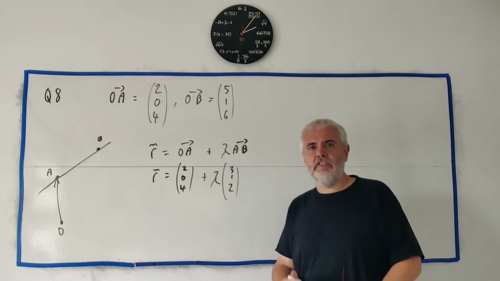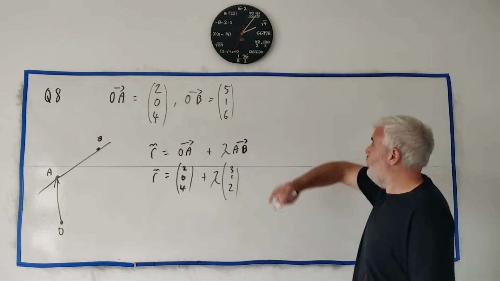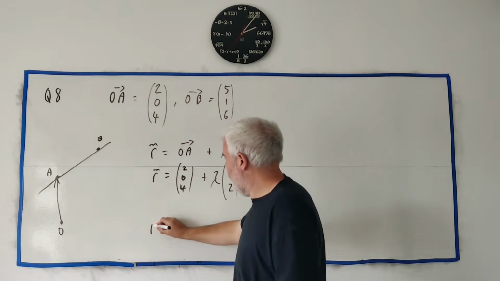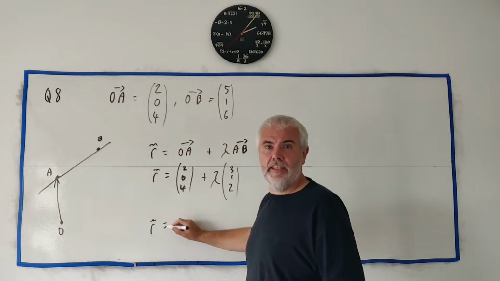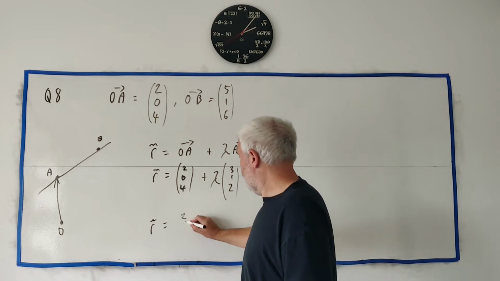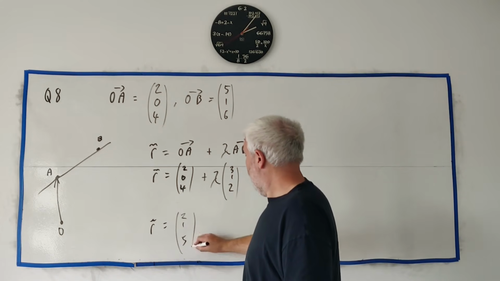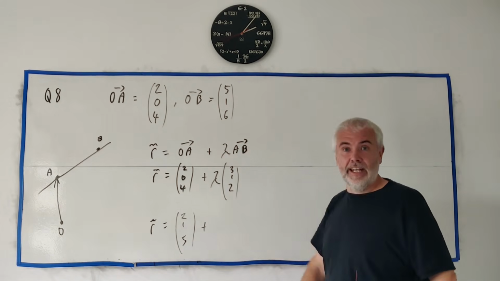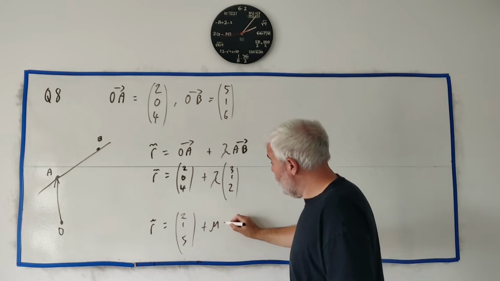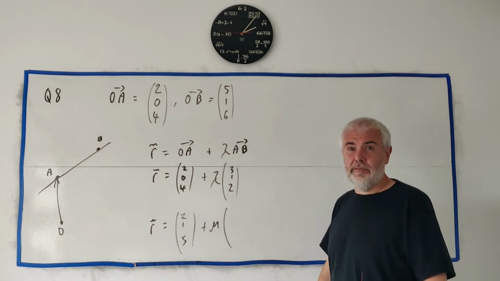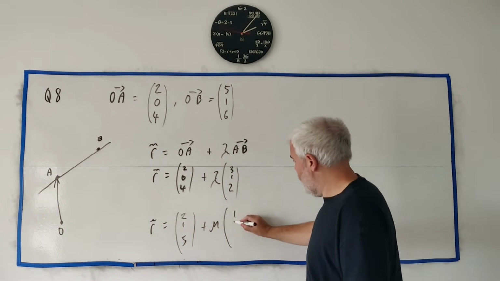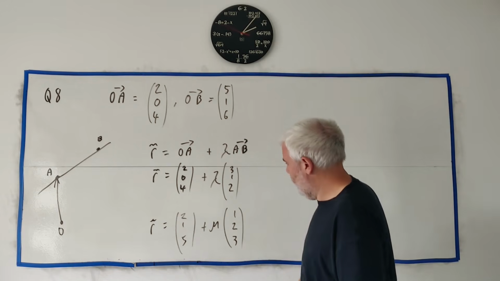In part B, they give us a second line with another equation. I'll write it down here. And that is (2, 1, 5) plus some other variable. Instead of lambda that's being used, we'll use mu, but again, any letter there is fine. And it's (1, 2, 3). 1, 2, 3 is the direction vector.